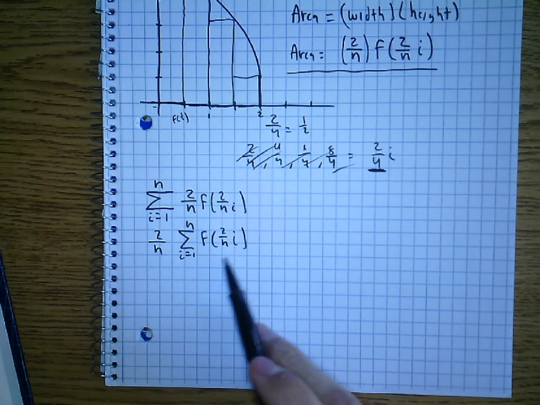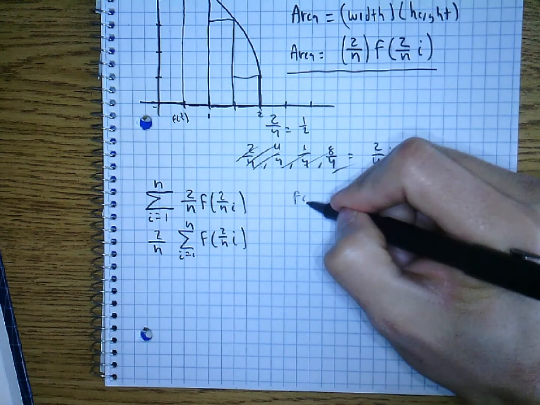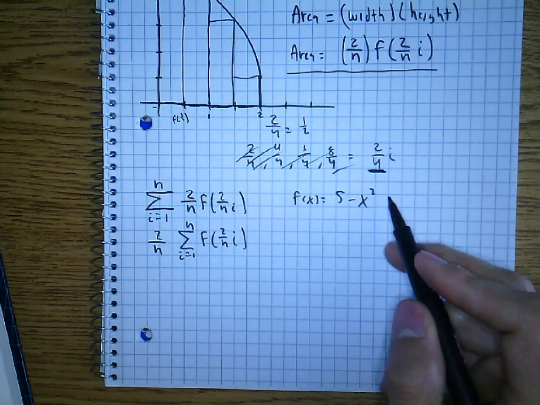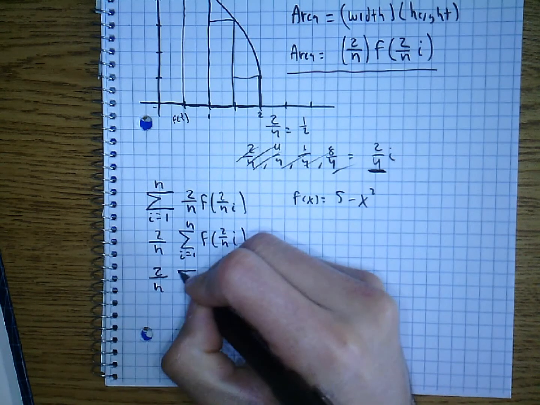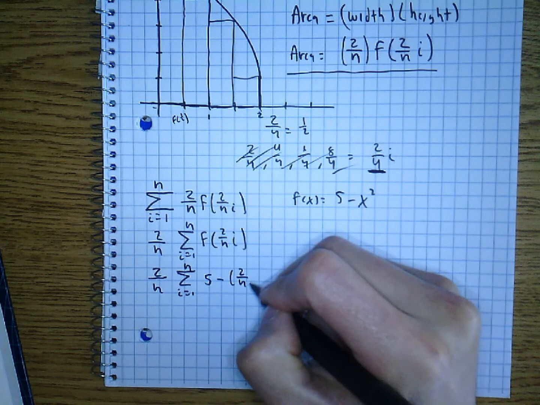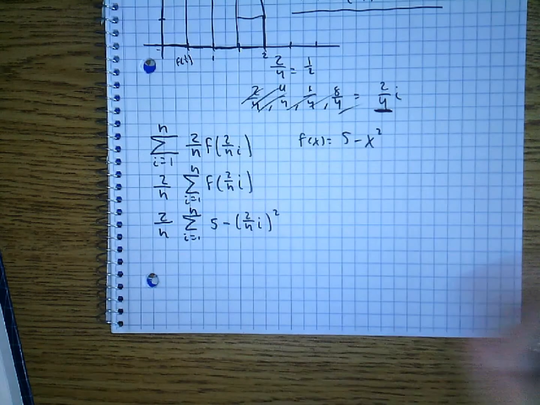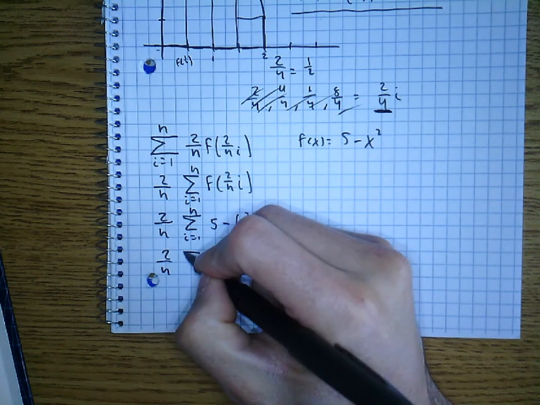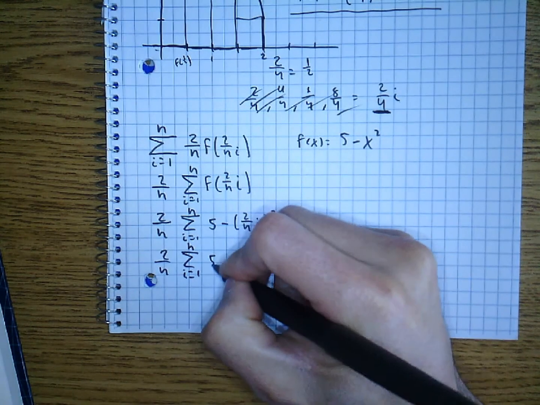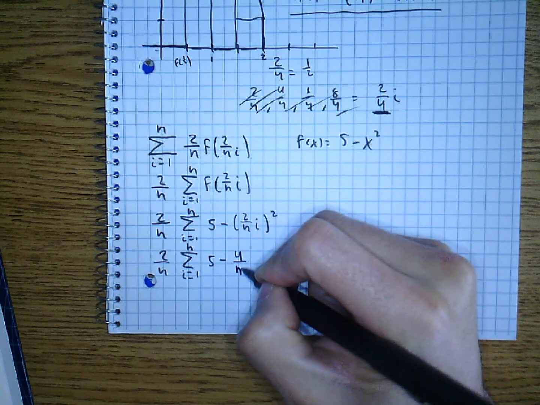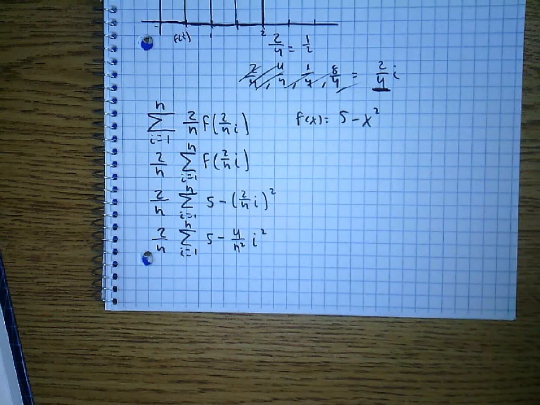Well, think about it. Anytime you have f of something in the parentheses, it means that you have to introduce this into the function. Now remember, our function for this problem is f of x equals 5 minus x squared. So that means we need to plug this into x squared. So then this will become 2/n times the summation from 1 to n of 5 minus (2/n i) squared. Okay, all I did was take the 2/n i and introduce it into the function. So I'm just going to clean this up a little bit. So we've got a summation from 1 to n of 5 minus, if I square this, 4/n squared times i squared. Are we okay with that?